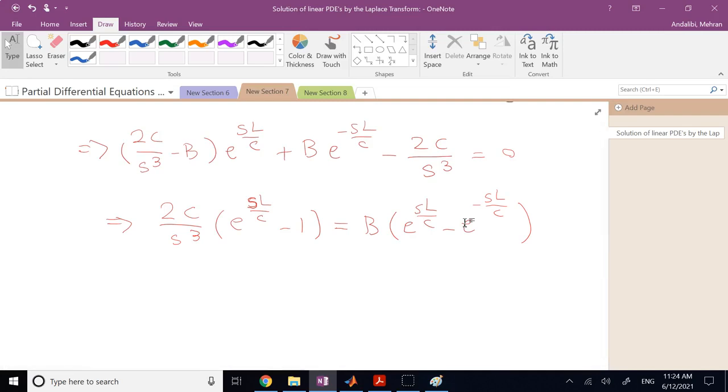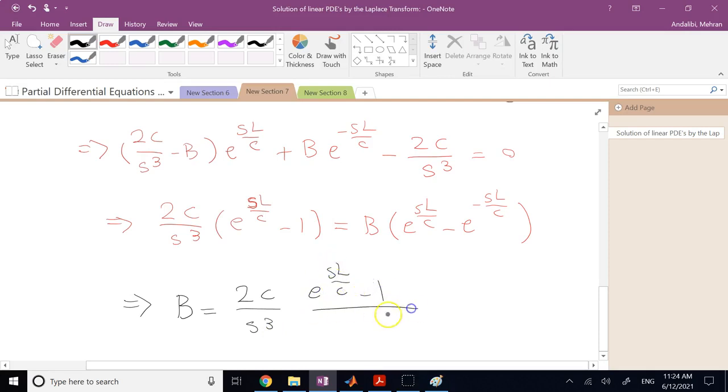And for example, before I get into Fourier, because I know some of you are curious, you left this problem incomplete. I just want to show you what happens to B. So B is going to be 2C over S cubed times e to the SL over C minus 1, divided by e to the SL over C minus e to the negative SL over C.